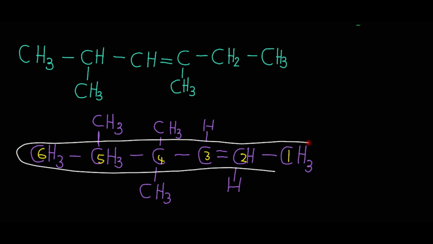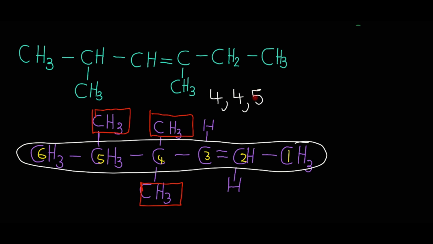And then now we look at the substituents. We have a substituent here, and then another one here, and then another one here, and all of them are methyl. So we must specify them, and because they are 3 it will be tri. And then now let's name. We say 4,4 and then 5. This means that in carbon number 4 we have a branch, and again in carbon number 4 we have a branch, and in carbon number 5 we have a branch again.